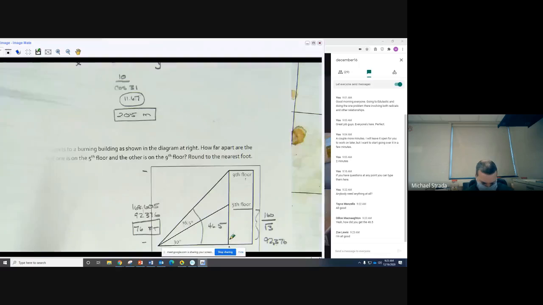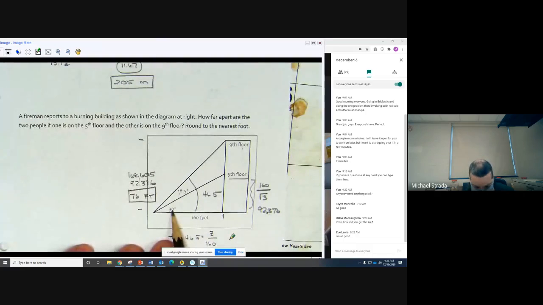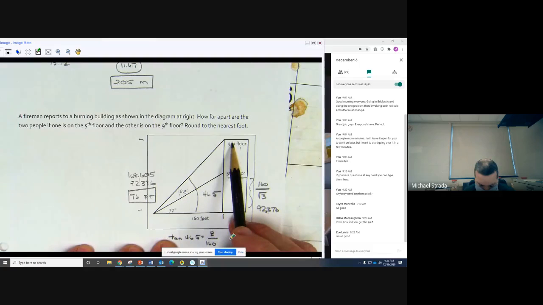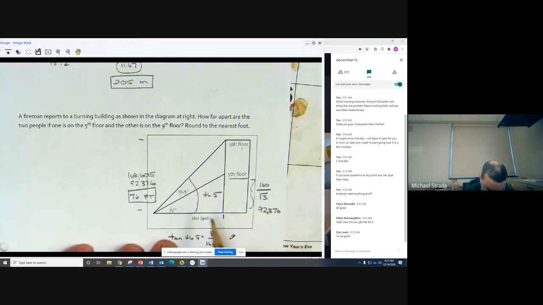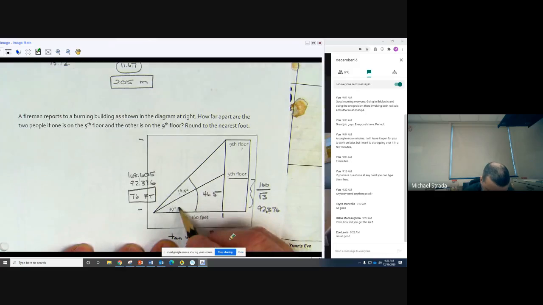How did I get to 46.5? Sure. All right, so this angle is 30. That angle is 16.5. So for the ninth floor you have to realize it's that big triangle, so you have to add these two together. Okay, you can't just take the 16.5 and add it because it's not linear. So you have to add these two angles together. Good question.